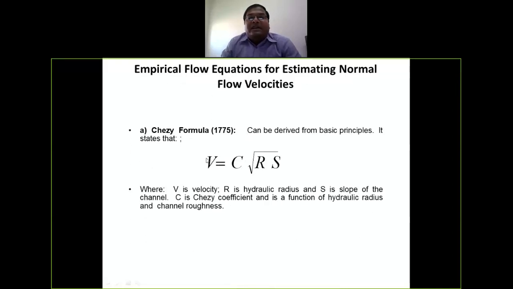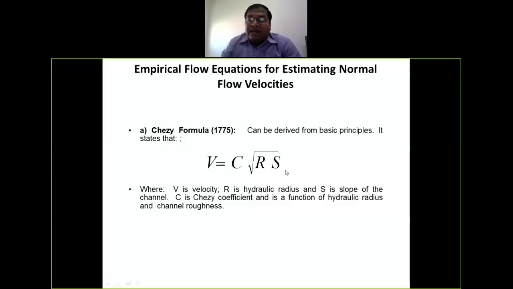Now, empirical flow equations for estimating normal flow velocity. There are some empirical equations. One of them is Chezy's formula, given by Chezy in 1775. It can be derived from basic principles, and it states that V is equal to C under root R into S. Now I have put one equation here.